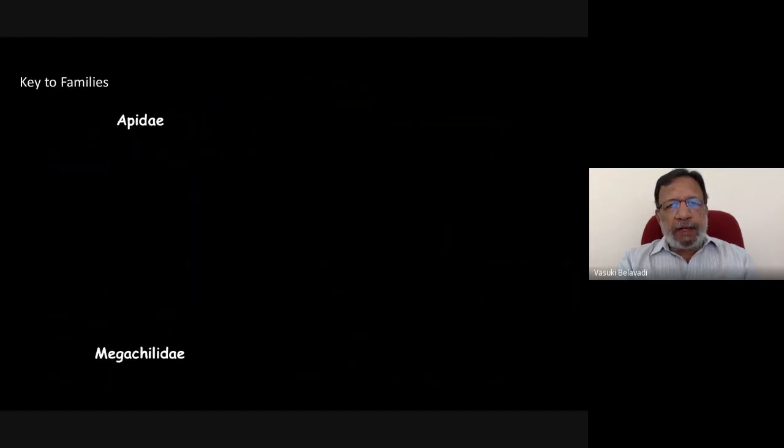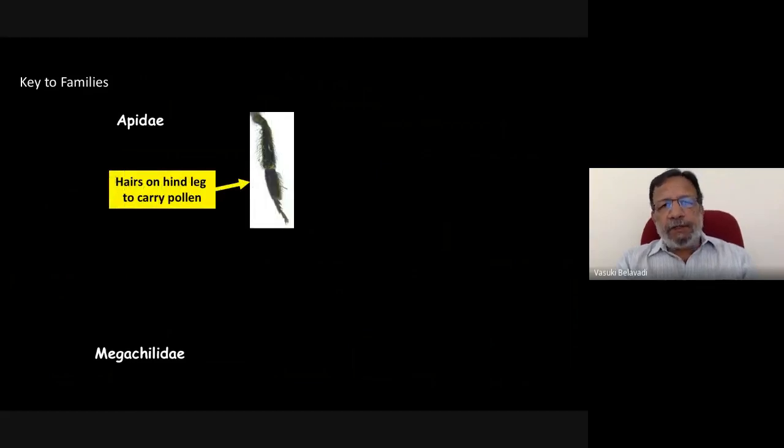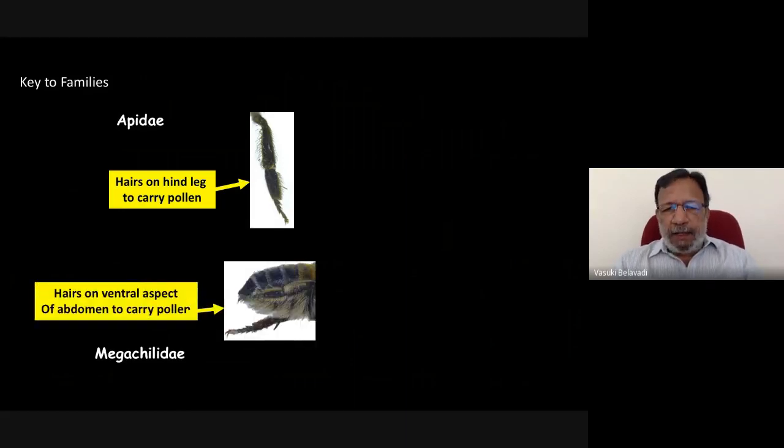Now, Apidae and Megachilidae are differentiated by the way they carry pollen. In Apidae, the hairs are present on the hind leg to carry pollen. The hind legs are modified, the femur and the first tarsal segments are modified for carrying pollen. There is what is called a pollen basket here, with which they carry pollen to their nest. Whereas in Megachilidae, the pollen basket is absent, but the hairs are present on the ventral aspect of the abdomen. This is called a scopa, and when the bee visits flowers, it collects pollen here on the ventral aspect, and when it goes back to the nest, it combs this pollen out and puts it in its cell in the nest.